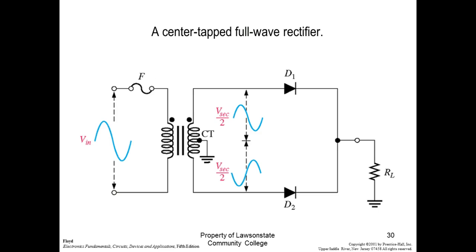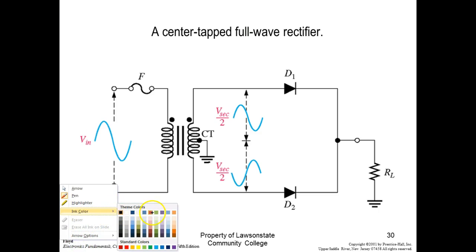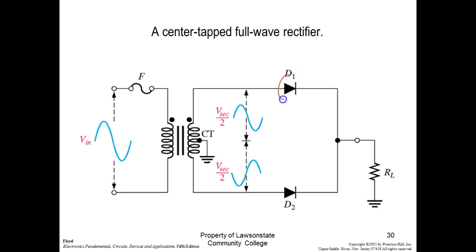So this is a full wave center tap rectifier. And we have to use the center tap. So notice this is a positive supply. How do I know it's a positive supply? Can somebody tell me? Yeah, because the anodes are pointing toward the source.